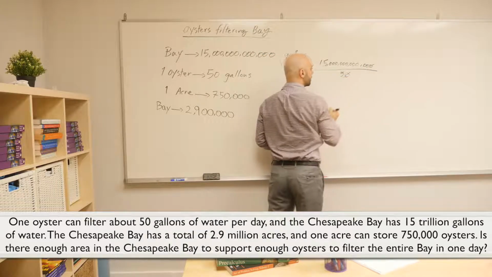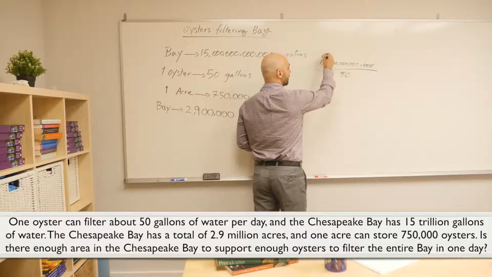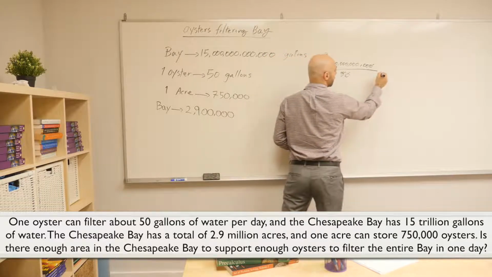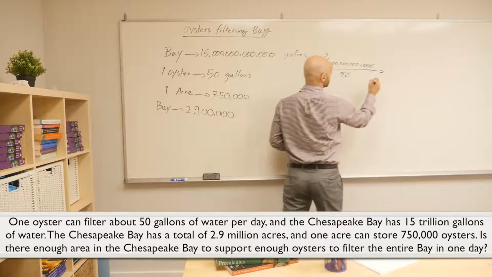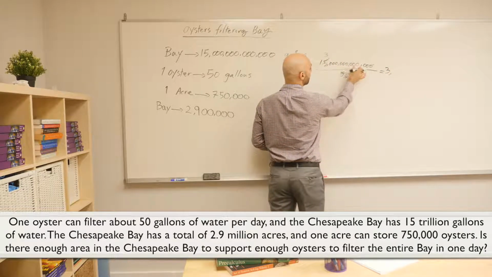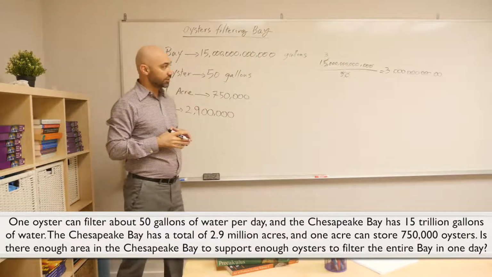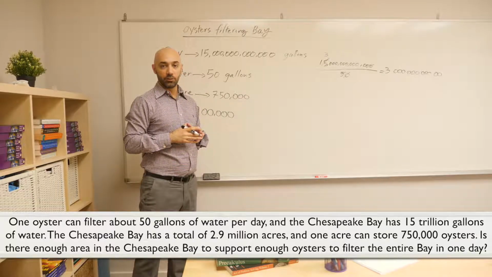We're going to cancel the zeros, and 15 divided by 5 gives us 3. So the number that we get here would be 3, and then we're going to have 11 zeros left. So that's how many oysters are needed to filter the water in the bay.